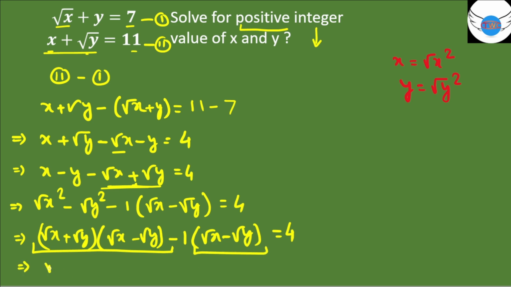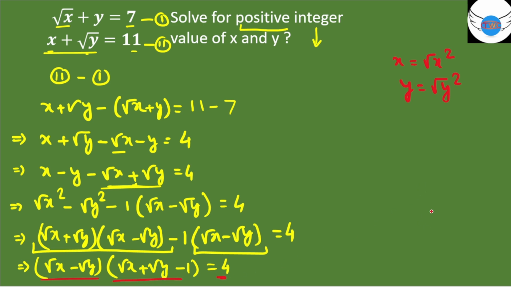So if we take √x − √y common, the remaining is √x + √y. It is (√x + √y − 1), and that's equal to 4. Now the main thing to understand here is that the multiplication of two factors is 4.